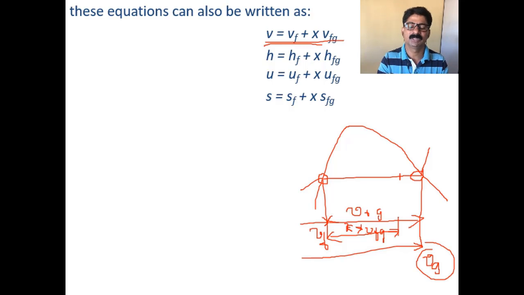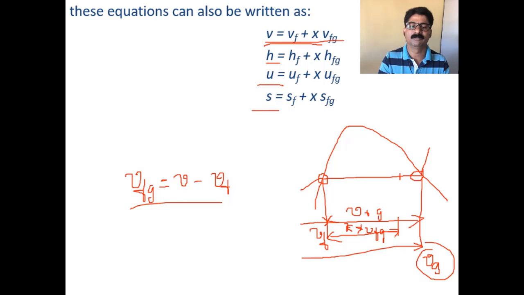This Vfg term is not there in the steam table. So you can calculate Vfg by the formula Vfg is equal to V minus Vf, because V is equal to Vf plus Vfg. Sfg and Hfg terms are there, but the Vfg term is not there in the table, so you can use this formula. Similarly, you can write the expression for enthalpy, internal energy and entropy in the same way: Hf plus x Hfg, Uf plus x Ufg, and Sf plus x into Sfg. So this is for wet steam.